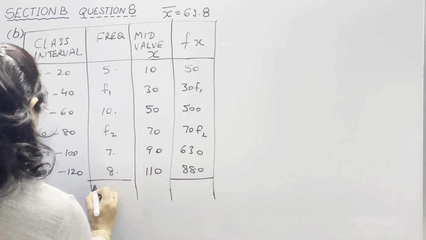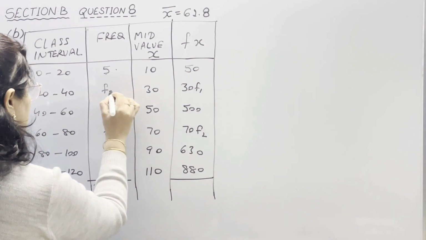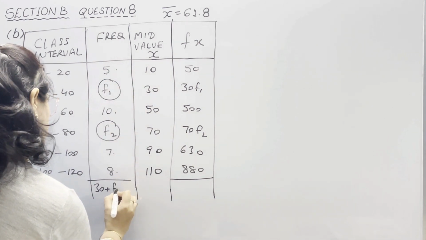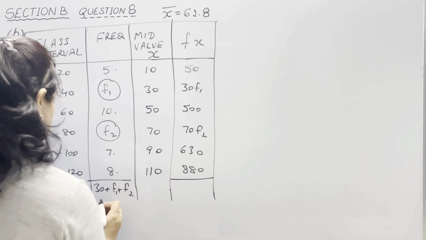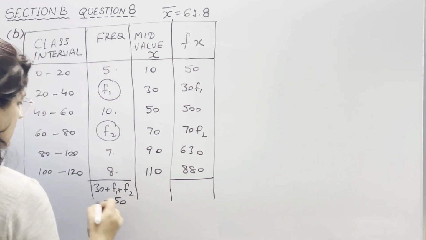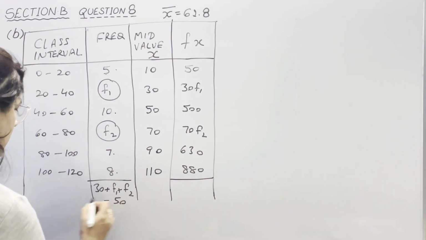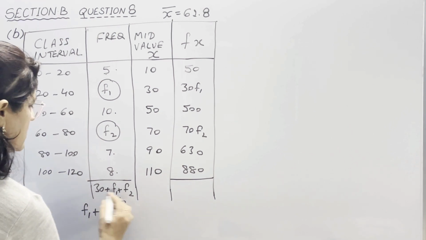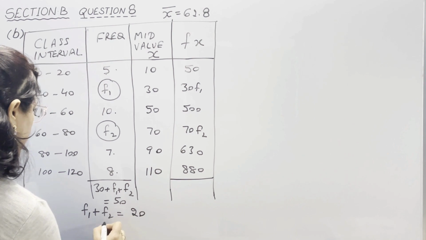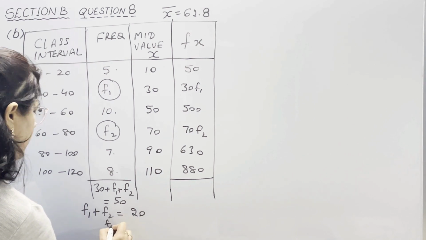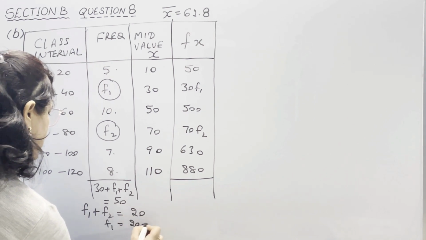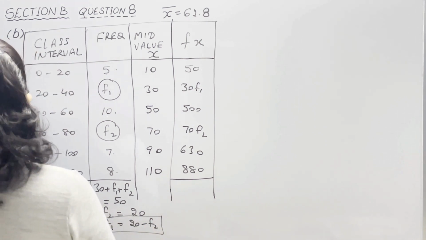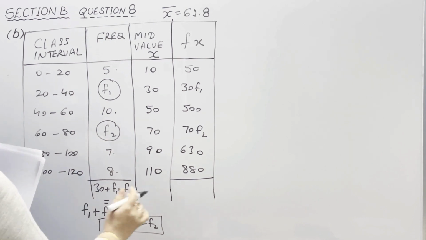Now this frequency is 5 plus 10 plus 7 plus 8. It means 30. But we cannot calculate f1 and f2, so we just need to write them as they are. f1 plus f2 is equal to 50, it is given in the question. So the first equation we will get from this line: f1 plus f2 is equal to 50 minus 30. It means 20. Or you can write the value of f1 as 20 minus f2. So this is our first equation, the value of f1 in terms of f2.